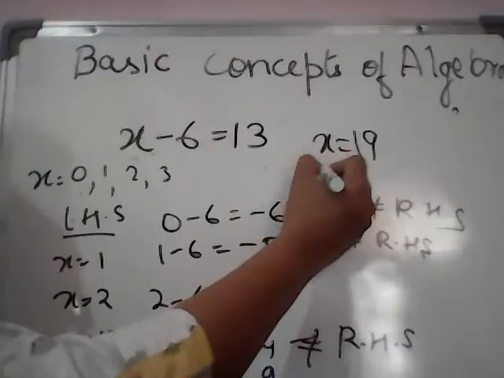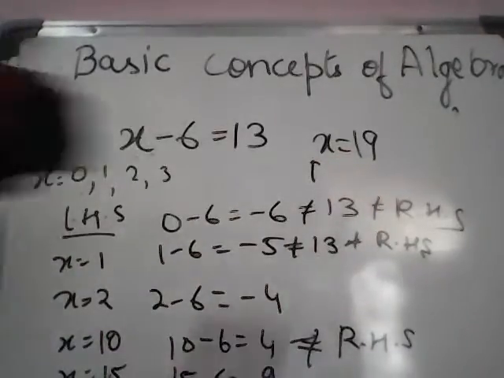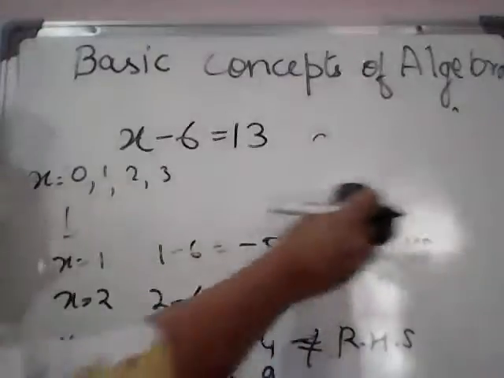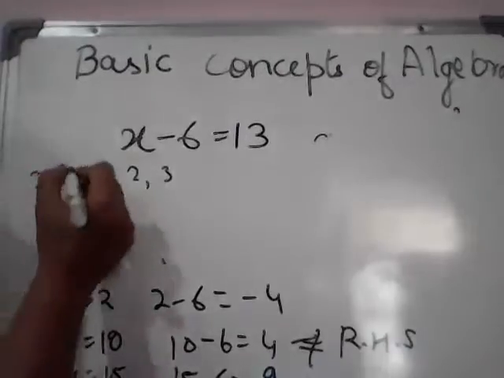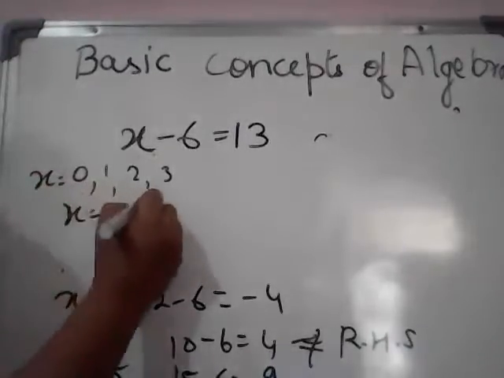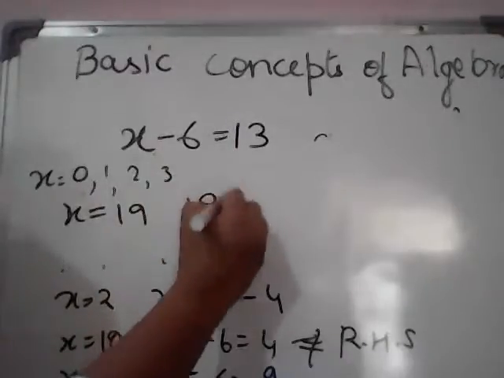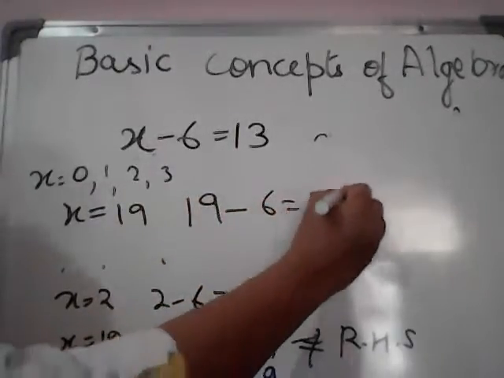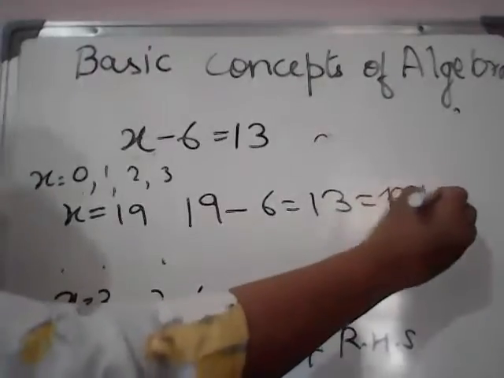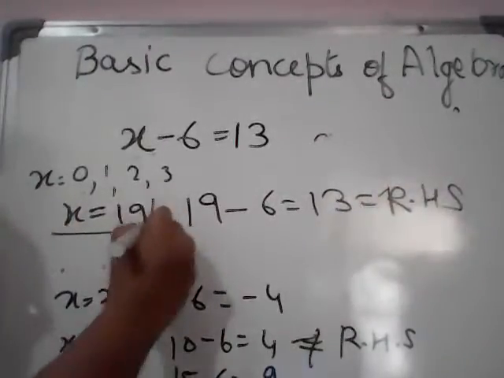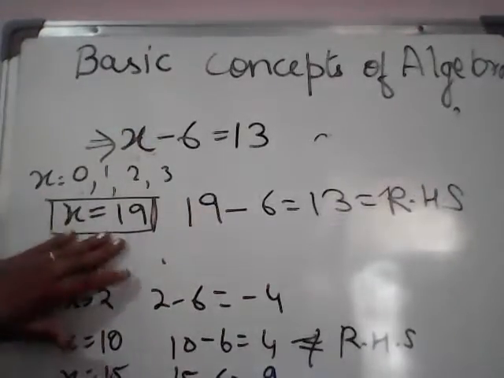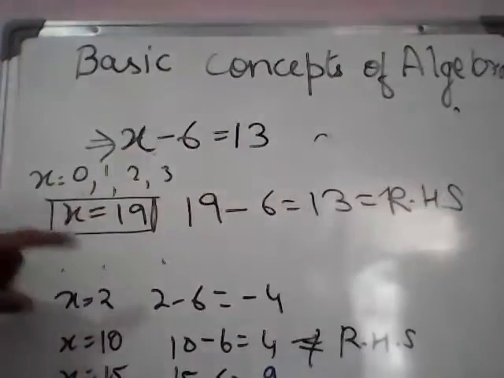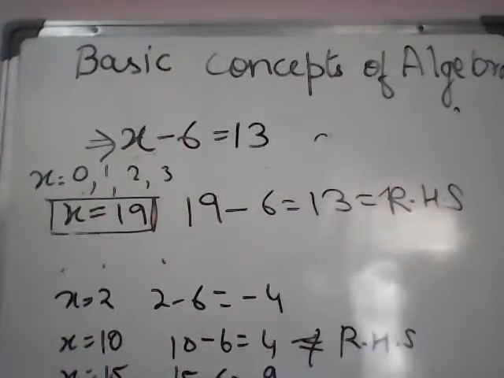So 19, I'll rub the upper part. x is equal to 19. If we put it, 19 minus 6 is 13, which is equal to right hand side. So x is equal to 19 is the root of the equation. The value of x which makes left hand side equal to right hand side is the root of the equation. I think it is clear.